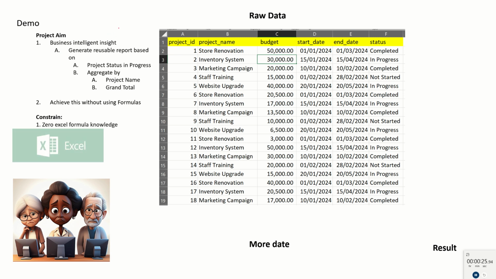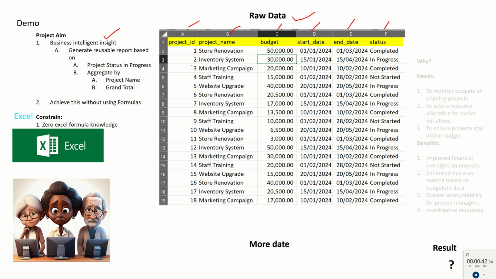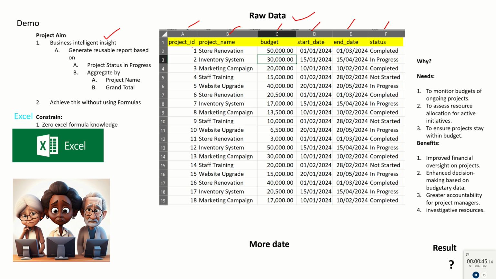Just so you know, this is still the project aim that I just went through. Now this is the raw data. Wonderful. I can see 1, 2, 3, 4, 5, 6 columns. Inspecting the columns, I can see we have the project ID and the project name, which is very important because, as you can see, they want us to provide aggregates based on the project name. What do we need again? I can see the grand total. For the grand total, I'll be looking at the sum of the budget.